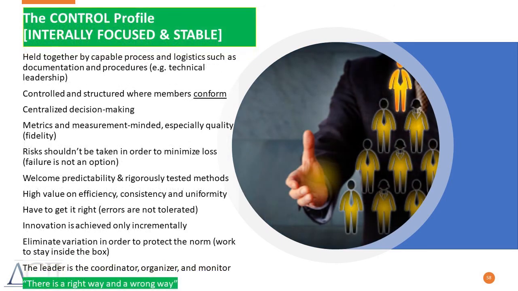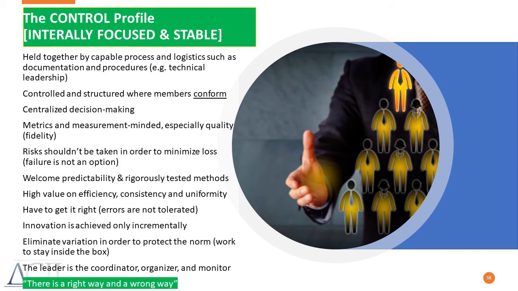Now, in opposition to the create or yellow culture is the green culture, which we'll call the control profile. Again, that's the one that's more internally focused and more about stability. This culture is more about the hierarchy. They're more about the rules. The green culture, or the control or hierarchy culture, is held together by really capable processes and logistics. They're very technically minded. They're very much about technical types of leadership.